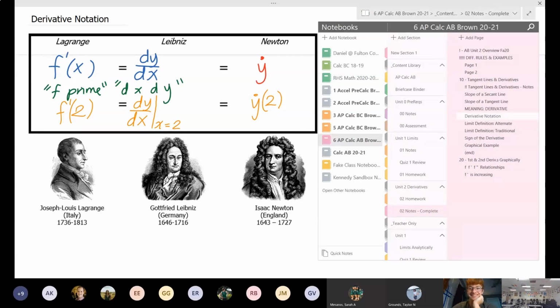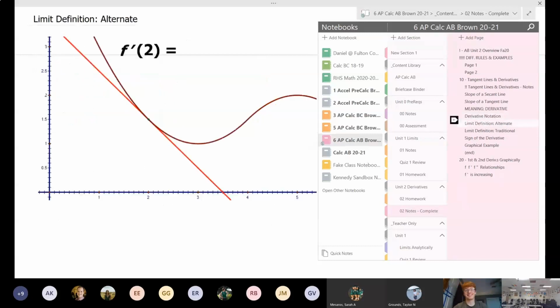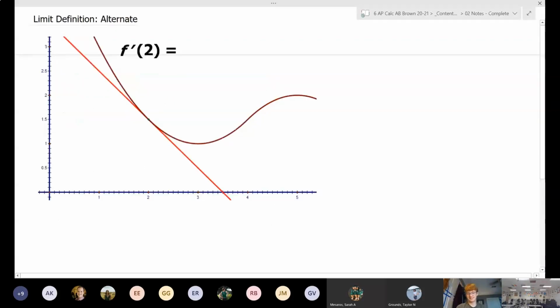So let's go back to how these derivatives are coming about. There are two official definitions of the derivative. We have what's called the alternate definition of the derivative, and then we also have what is called the traditional definition of the derivative. I'm doing the alternate one first because to me it's a little bit easier to understand.